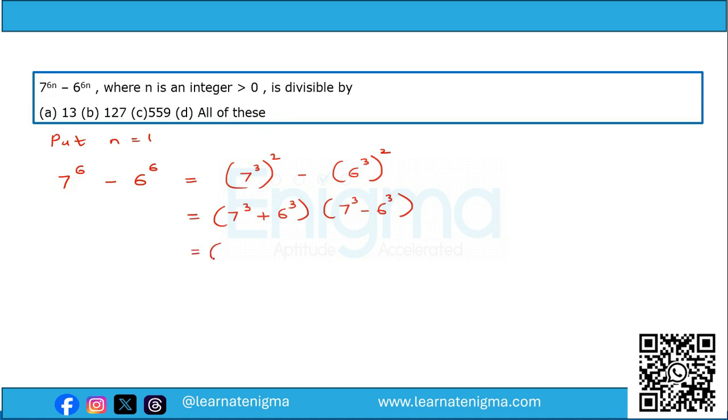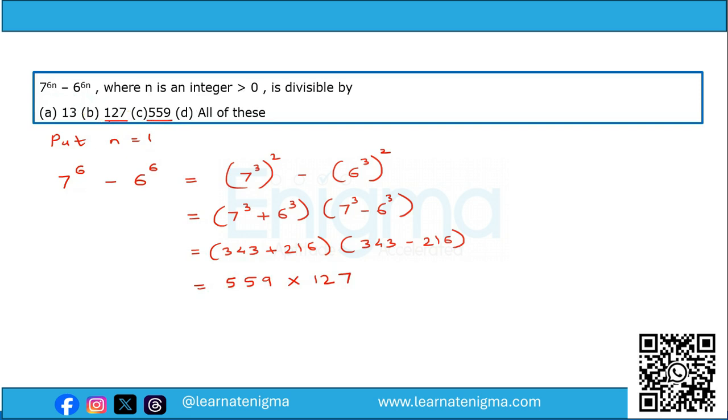So 7 raised to 3 is 343. 6 raised to 3 is 216. So 343 minus 216, and the addition, comes out to be 559 and 127. So we can verify that this 7 raised to 6 minus 6 raised to 6 is divisible by 127 and 559.